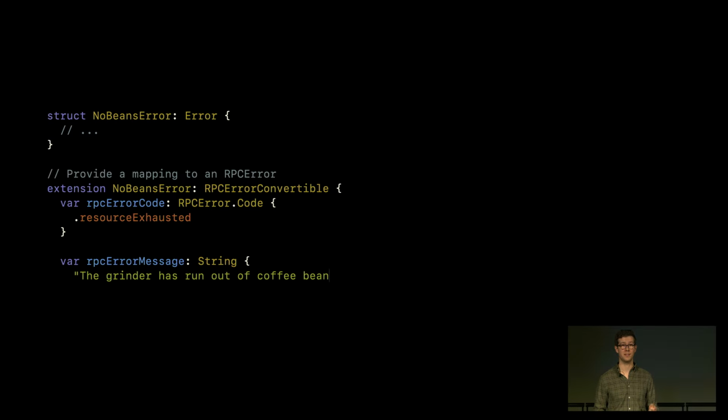One option you have is to conform the error type to the RPC error convertible protocol. This provides a mapping to an RPC error, allowing you to throw your own error and have gRPC do the conversion for you.